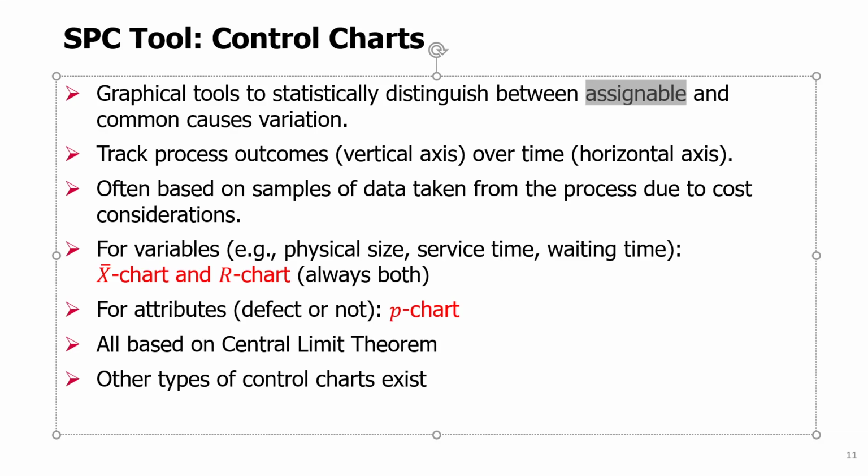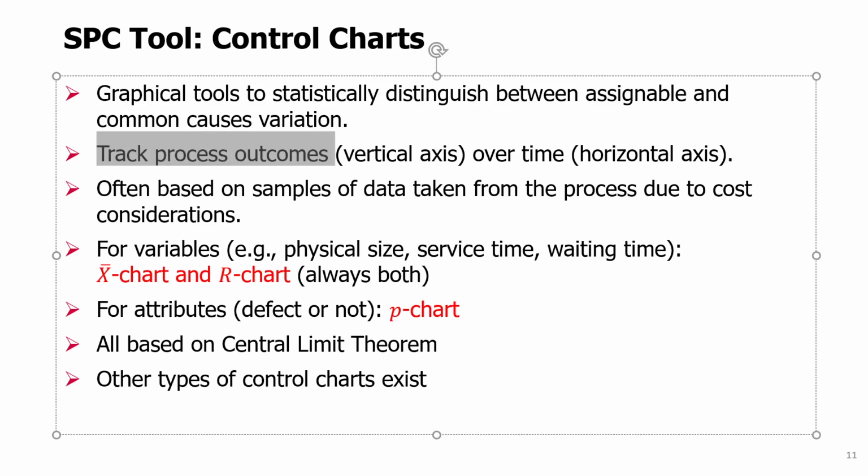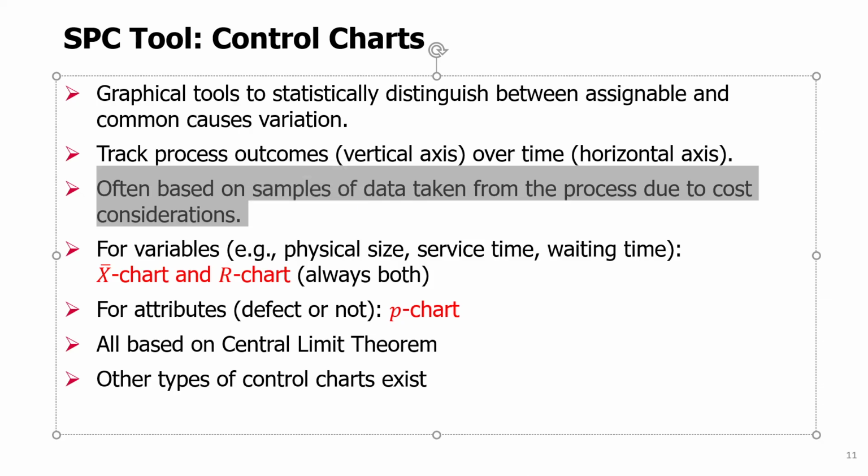The way they will be constructed is that always time will be on the horizontal axis and some process outcome will be on the vertical axis, and we will basically add new points moving rightwards over time, adding new points for some process outcomes. We will often create the control charts for samples of data rather than all data from the process. And this is usually due to cost considerations.